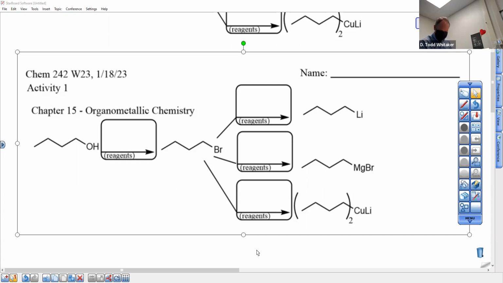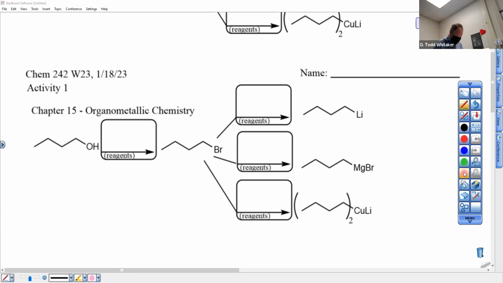As its name implies, we're talking about organic molecules that also have metals in them. The three examples are organolithiums, in this case, butyl lithium.